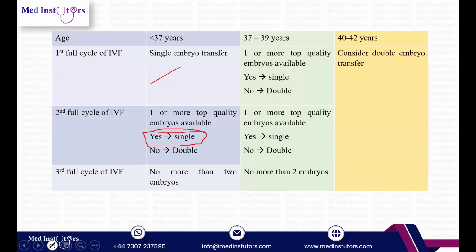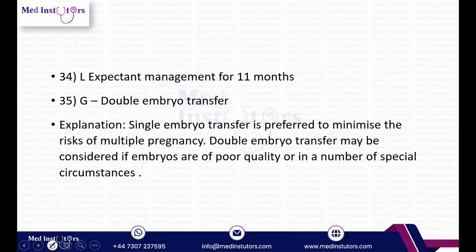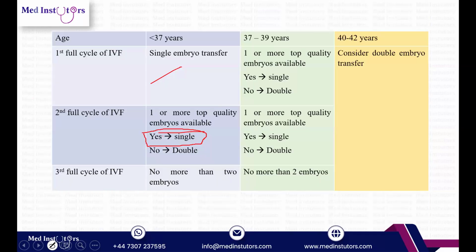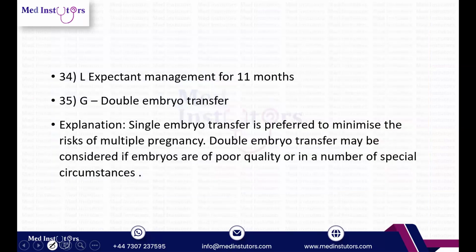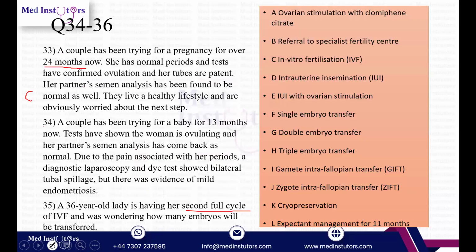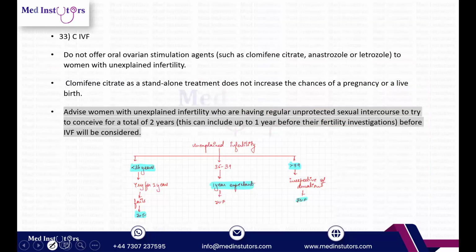So guys, this question is from the old guideline, and this is the newest guideline, which says that when there's a top quality embryo, you give single. When there is not a top quality embryo, you give double transfer. Okay. Please remember. Is this clear? Top quality single, yes. Okay, great. Moving ahead.